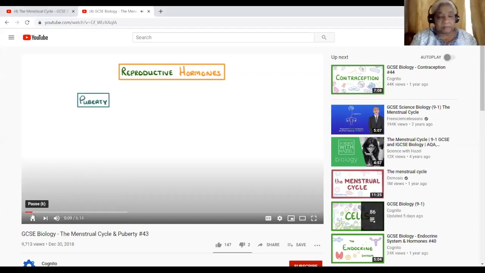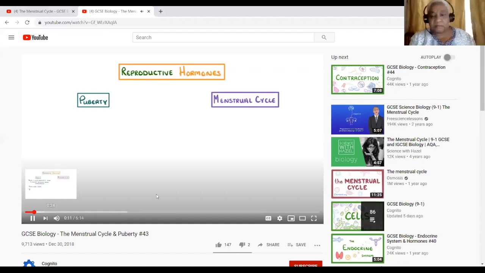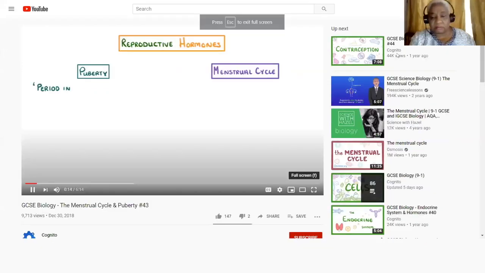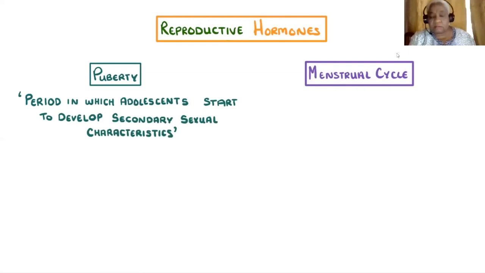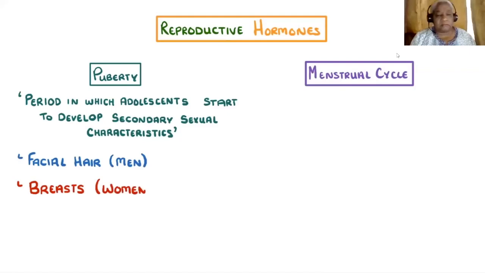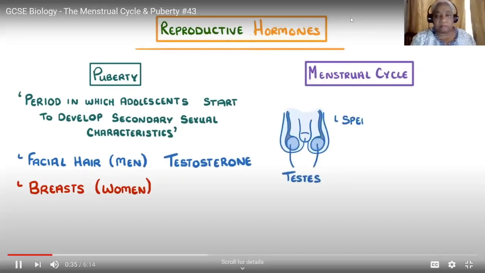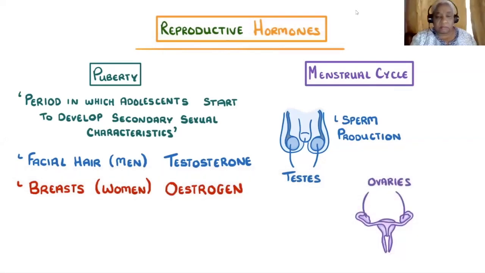Look at what puberty is. We'll focus on the menstrual cycle. Puberty is basically the period during which adolescents start to develop secondary sexual characteristics, by which we mean things like facial hair in men and breasts in women. This process is triggered by reproductive hormones, which are mainly testosterone in men, which is produced in the testes and also stimulates sperm production, and estrogen in women, which is produced by the ovaries.